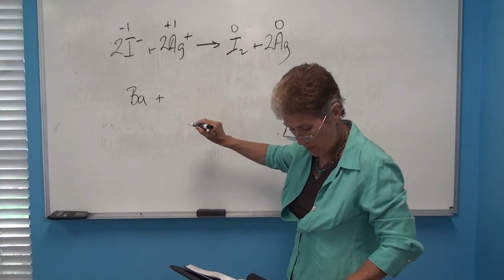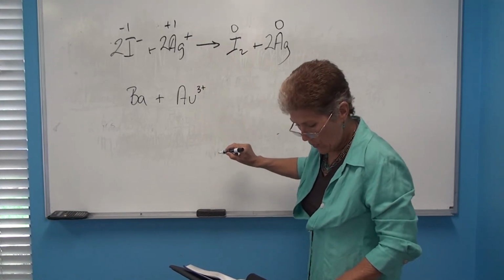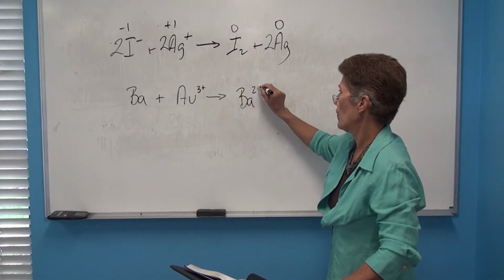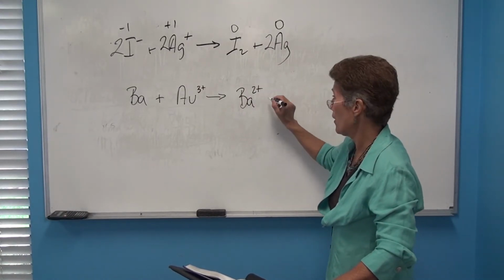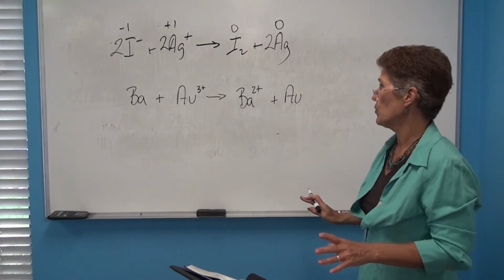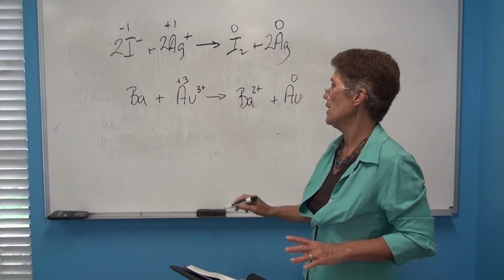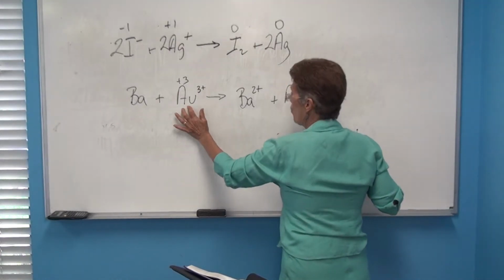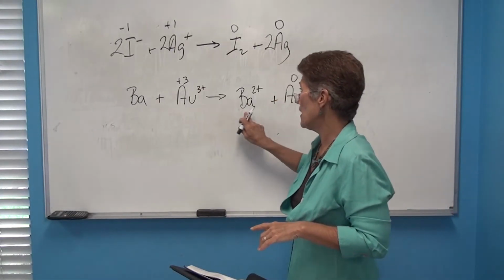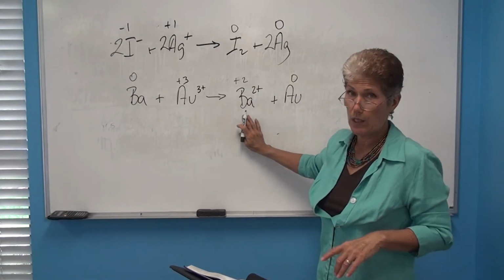Okay, barium plus gold yields barium ion plus gold. Okay, once again, I left out the phase symbols. Please forgive me. This is going to have a 0 oxidation and a +3 over here. What does that mean? That means gold is receiving 3 electrons. So it's got to be getting those electrons from here. And this is 0 to +2. This is losing 2 electrons.